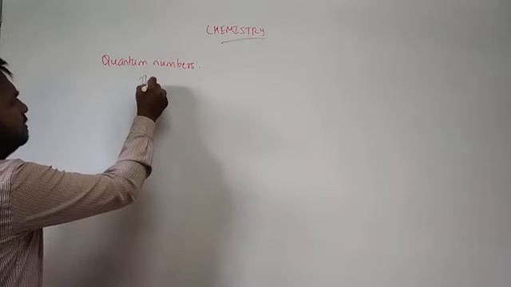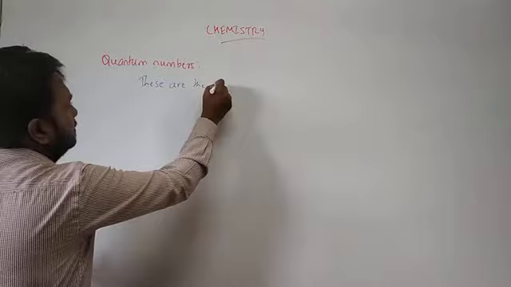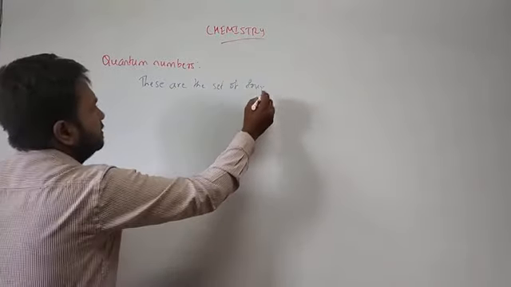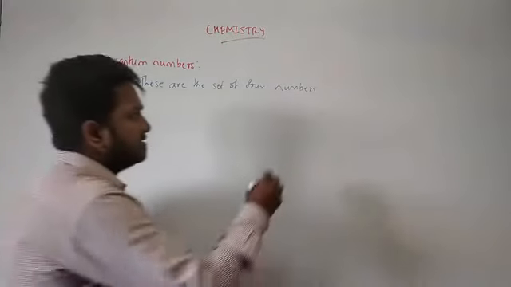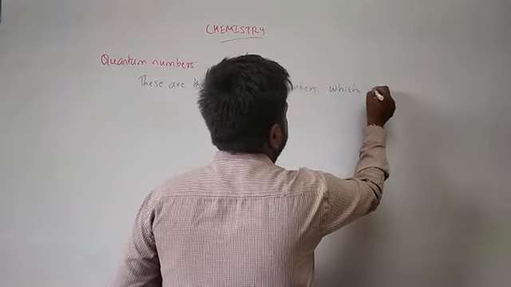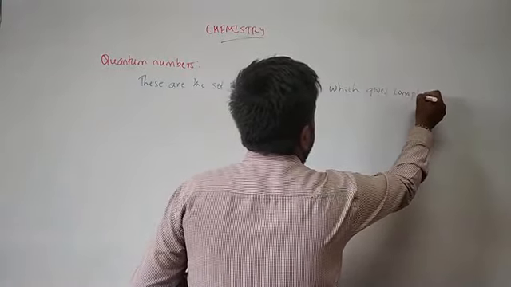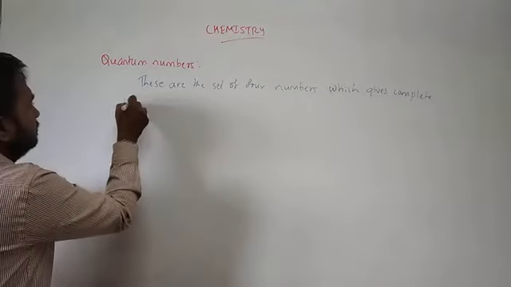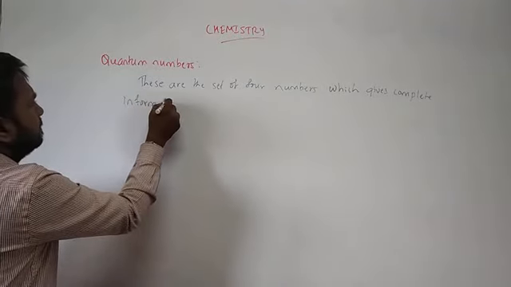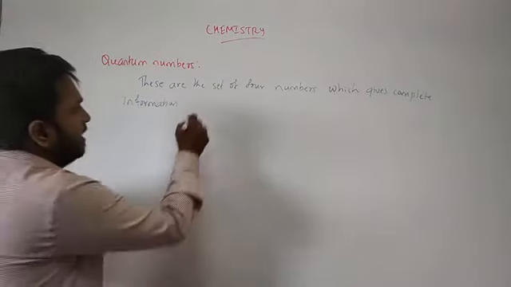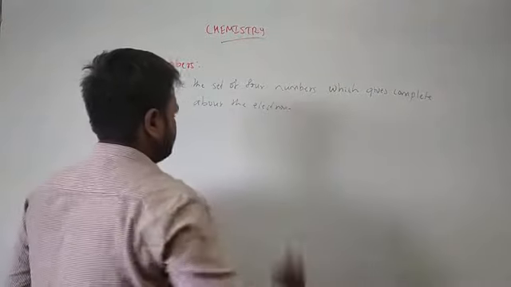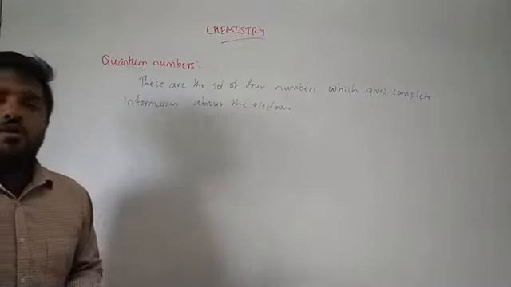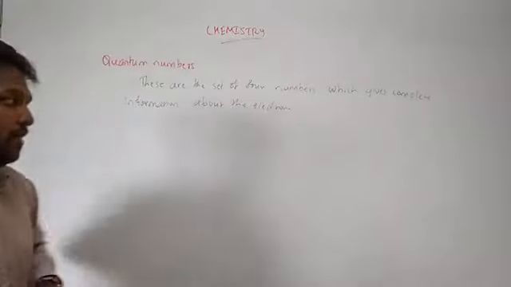So now let us check that. Quantum numbers are a set of 4 numbers which give complete information about the electron. We call them quantum numbers, and generally we have 4 quantum numbers.